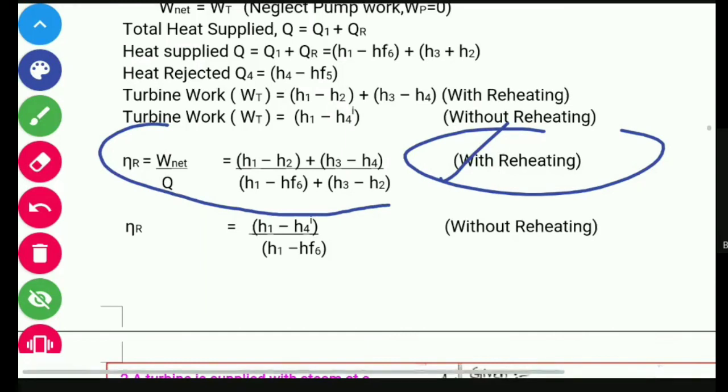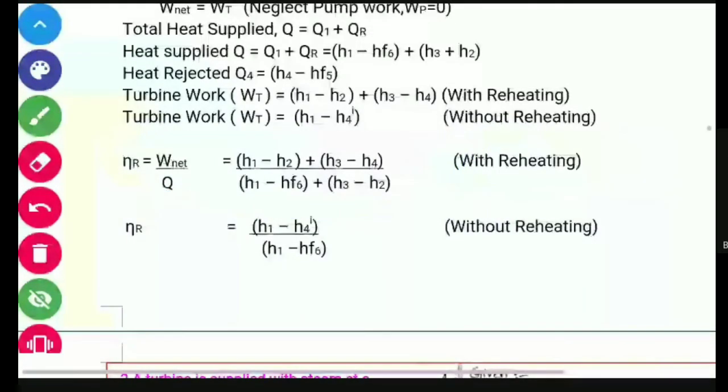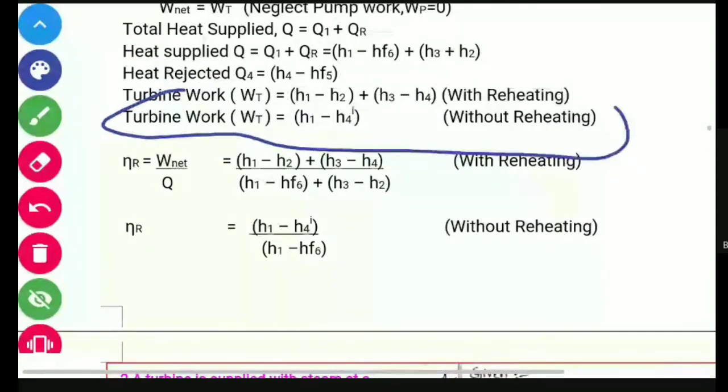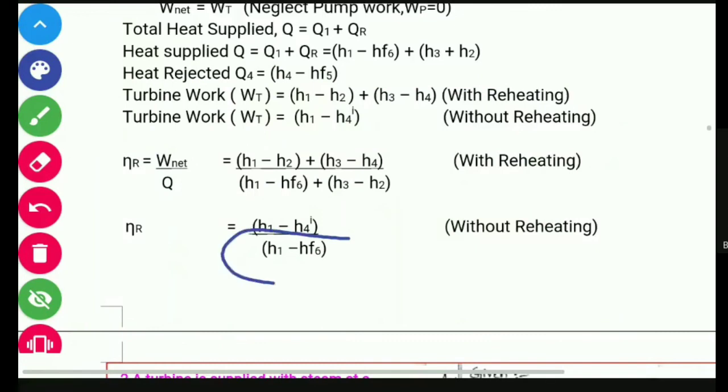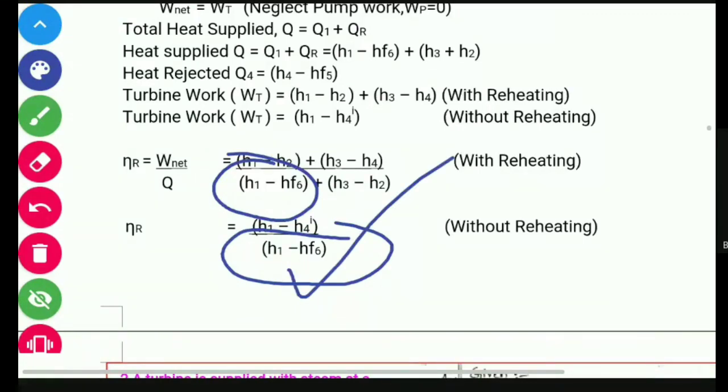Suppose if there is no reheater, what is the efficiency, right? If there is no reheater, the efficiency will be modified. That means this is the turbine work without reheating. This is the turbine work. Then this is the H1 - HF6. H1 - HF6 is the work sent to the boiler only. This is the heat to the reheater. So yeah, there is no reheater.